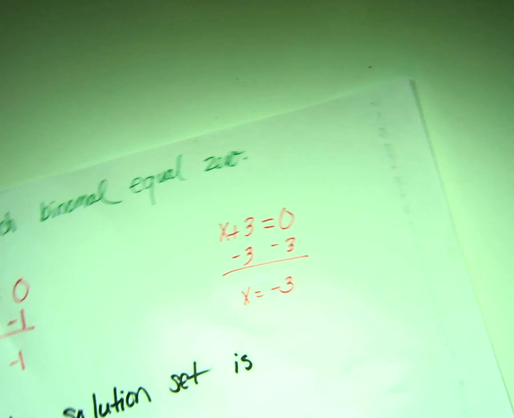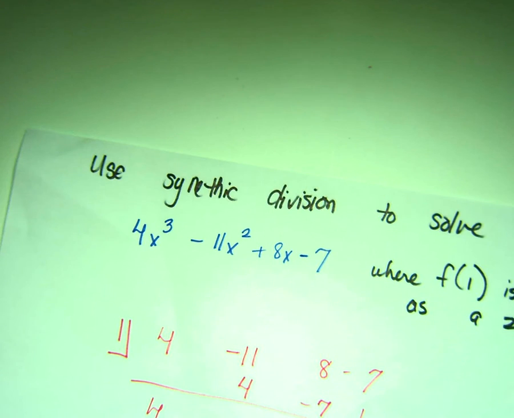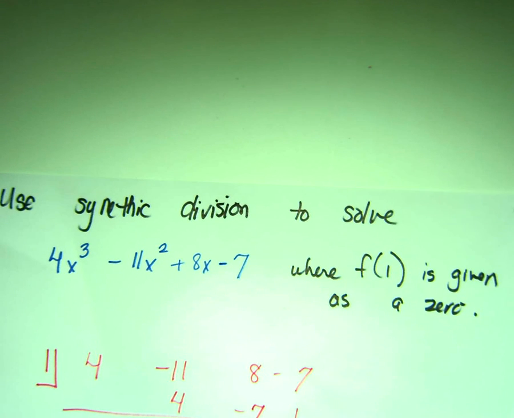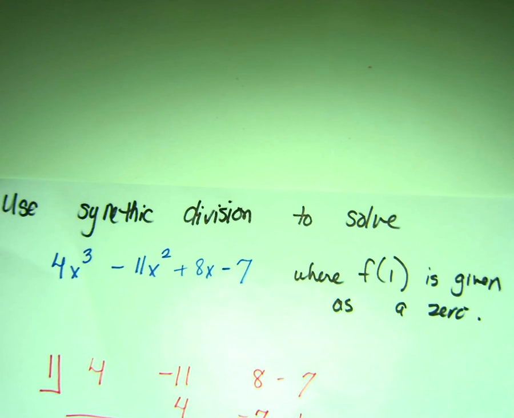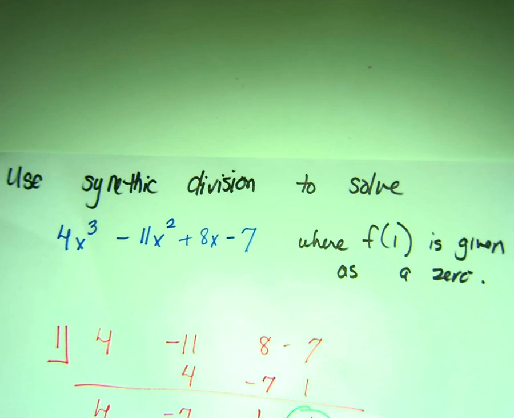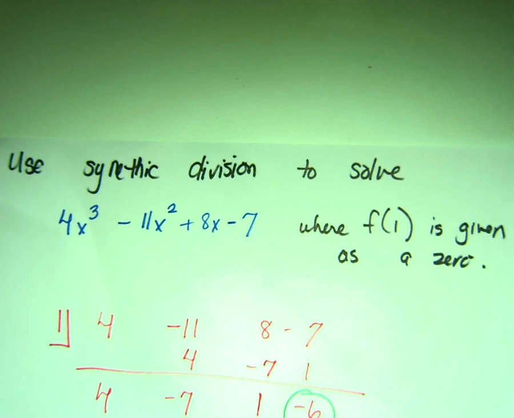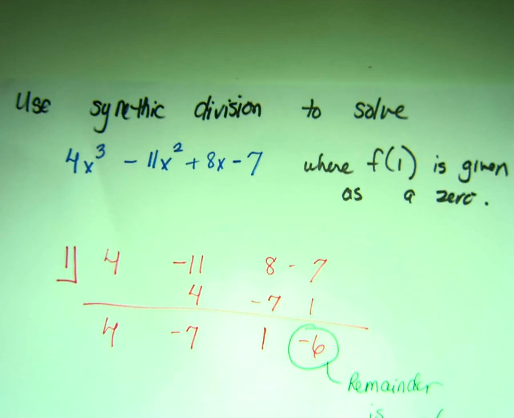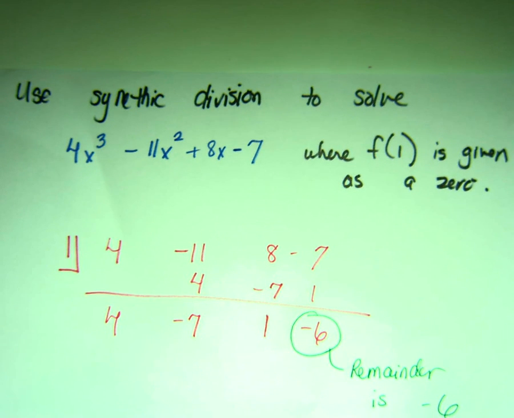We're going to do another example of synthetic division using the remainder theorem. For this one, we have a polynomial of 4x cubed minus 11x squared plus 8x minus 7, where f of 1 is given. Notice right here, we're using synthetic division. Your coefficients are 4, -11, 8, and -7. Let's see how we get the remainder of -6.